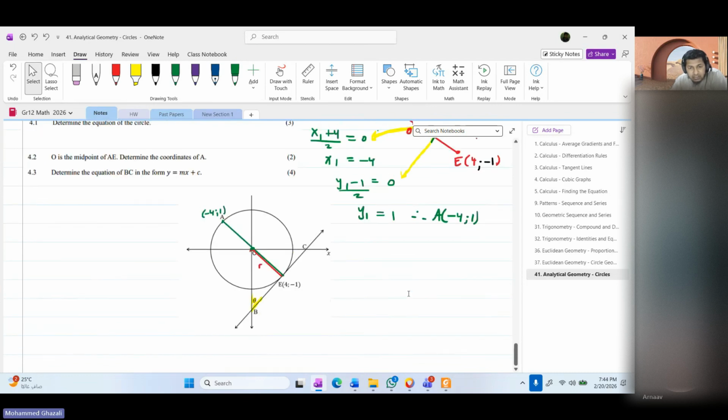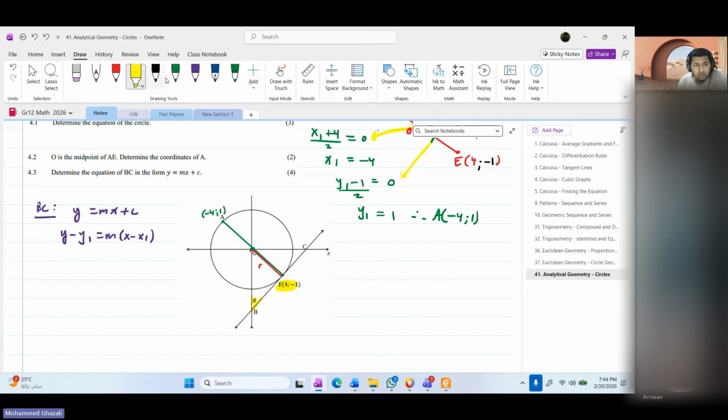To find the equation of BC, you know the equation is y = mx + c, or y - y1 = m(x - x1). And guess what? We already have a point of contact for BC. So we are going to use coordinate E as a point. Using this equation is faster, right? (4, -1). Now, the only problem is the gradient.